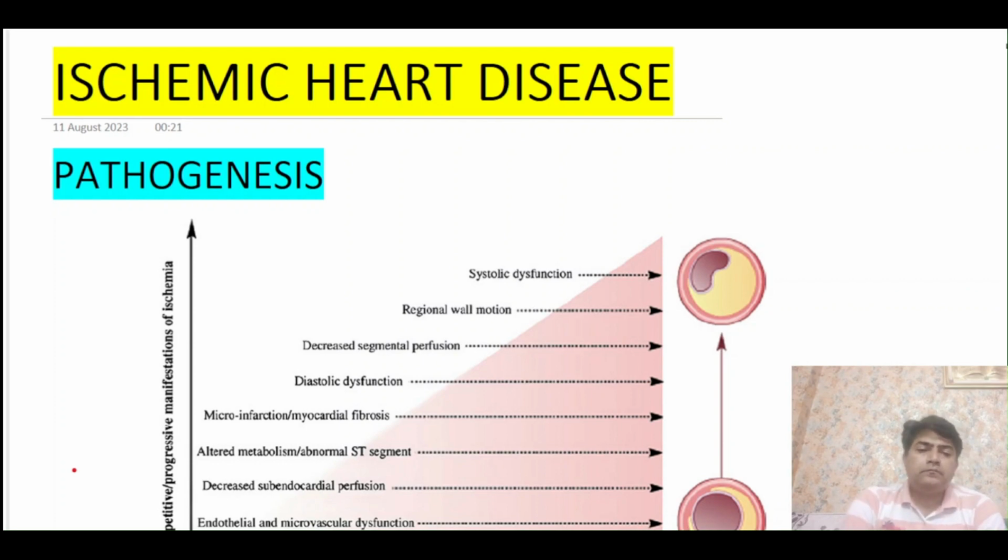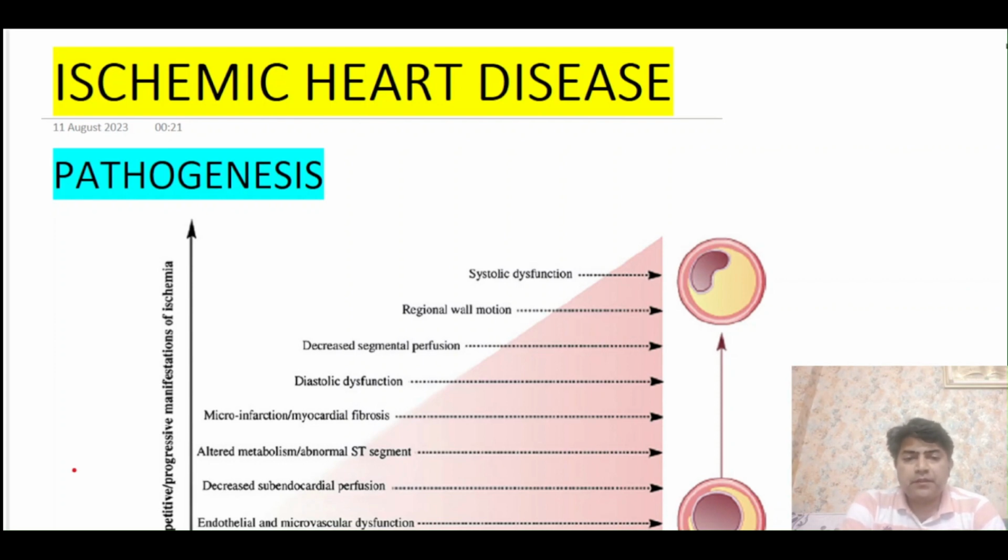So we are going to deal with the management part later on, but before that, we will give a brief concept of the pathogenesis of ischemic heart disease, and how this spectrum varies from stable angina pectoris to unstable angina pectoris, NSTEMI, and ST segment elevated MI. All these spectrums are known as acute coronary syndromes. We'll deal with them one by one later on, but before that we'll give a brief introduction.